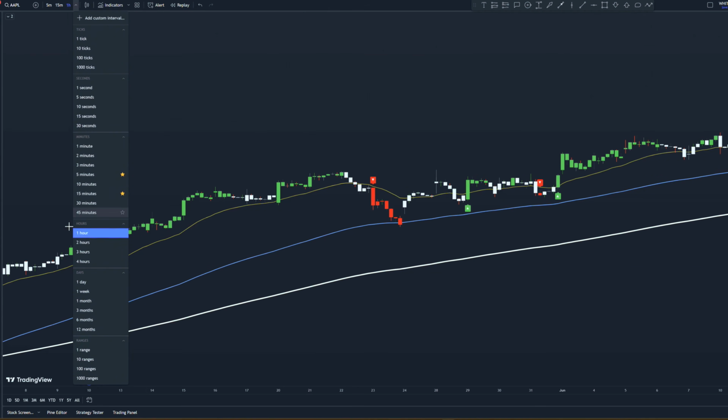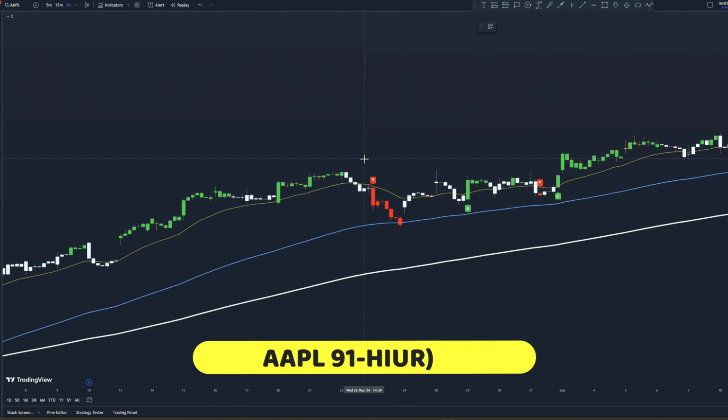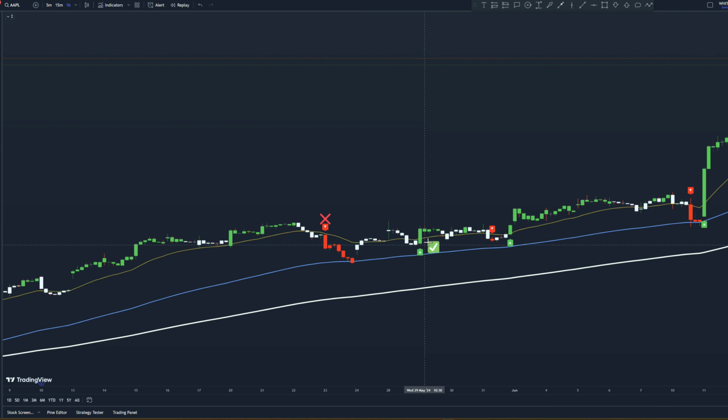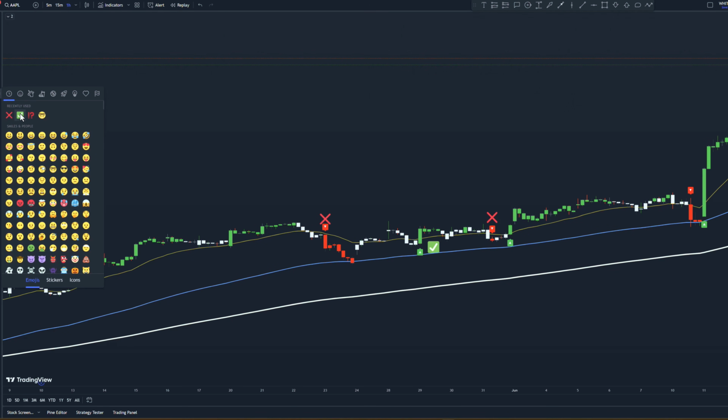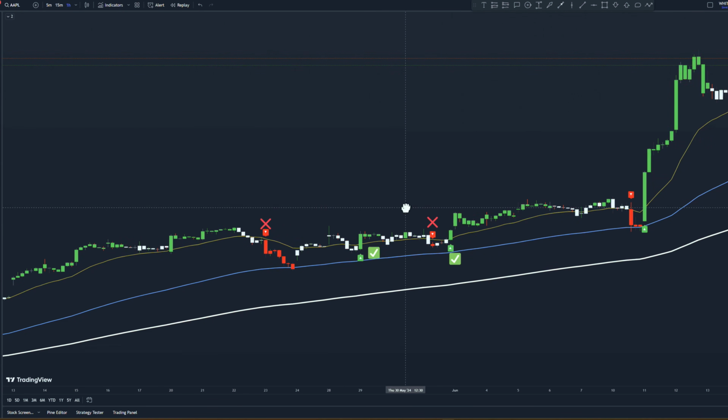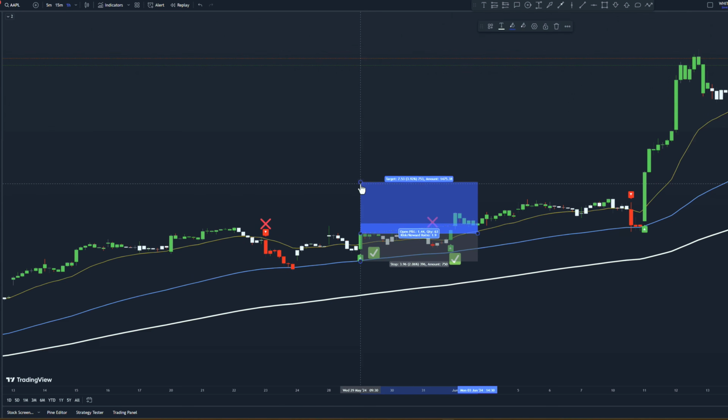Time to check out the Apple 1-hour chart. Here, the first signal is a sell signal, but it's an uptrend, so we'll pass on that one. The following signal is a valid buy signal due to the uptrend of the market. Once again, the next sell signal gets filtered out. And the subsequent buy signal is another great opportunity to enter a trade.